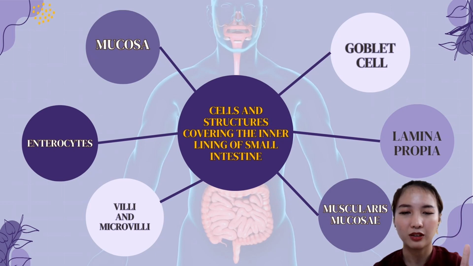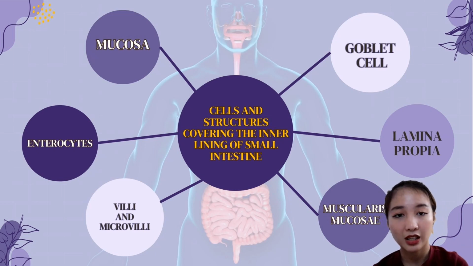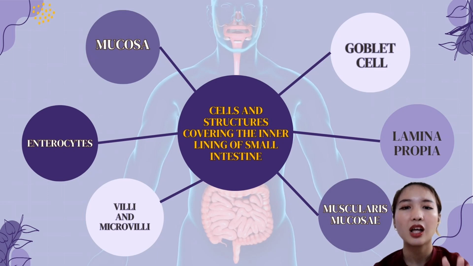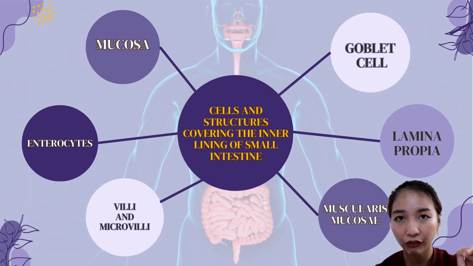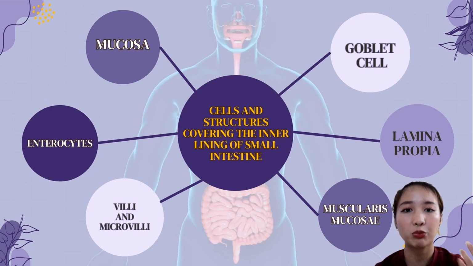The muscularis mucosa is a thin layer of smooth muscle located beneath the mucosa that creates folding that enhances the surface area. Lastly, villi and microvilli. Villi are finger-like projections which protrude into the intestinal lumen. Each villus contains a network of blood vessels and a lacteal for nutrient transport. Microvilli cover the surface of enterocytes, forming the brush border, which further increases the absorptive surface.